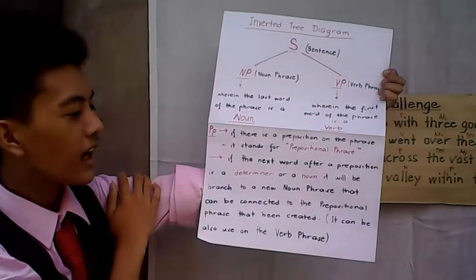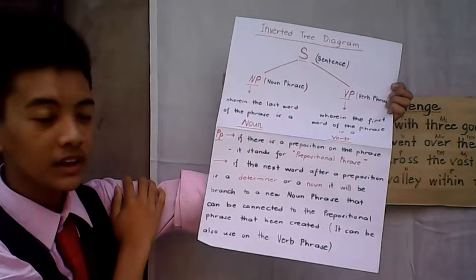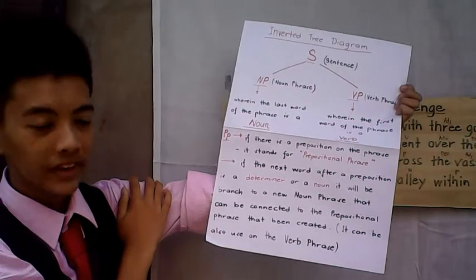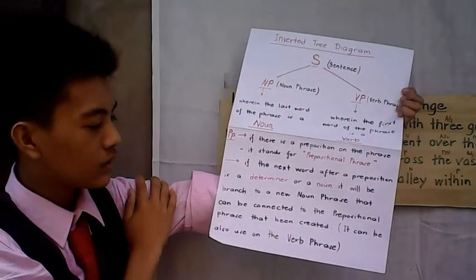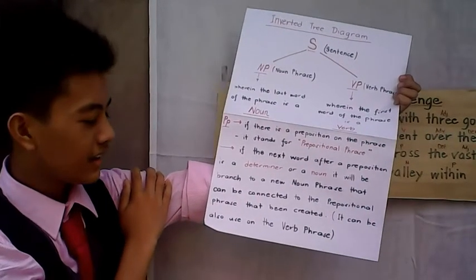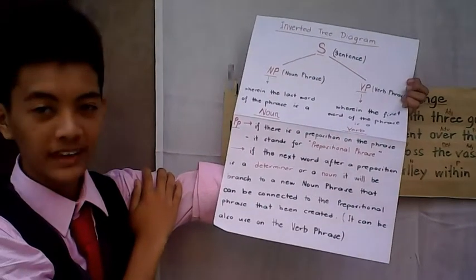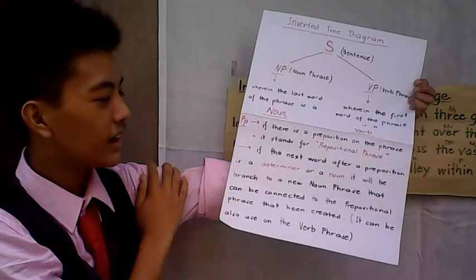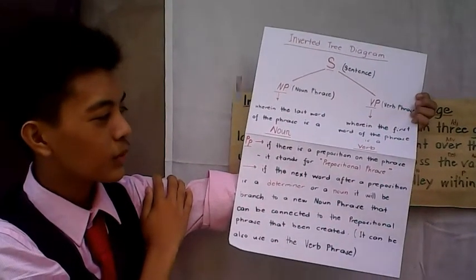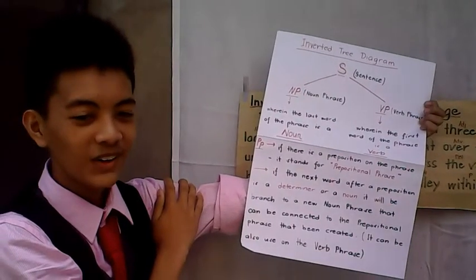If the next word after the preposition is a determiner or a noun, it will branch to a new noun phrase that can be connected to the prepositional phrase that has been created. It can also be used on the verb phrase. This is the rule in the prepositional phrase in rerouting the words. Now let's answer the same sentence. First, we need to write the S for sentence.